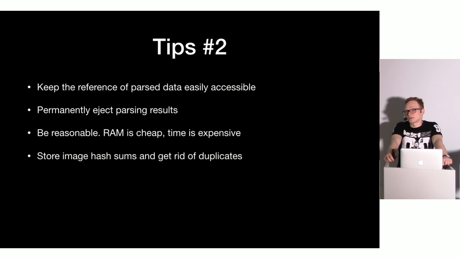About images, sometimes they are located under different references, but still they are quite equal and basically are duplicates. So I suggest trying to store image hash sums, and when you don't know about an image, you can check, okay, it has the same hash as another image I have in my database. So I just put the reference to the existing image instead of storing another one. It can save you storage, like gigabytes of storage.